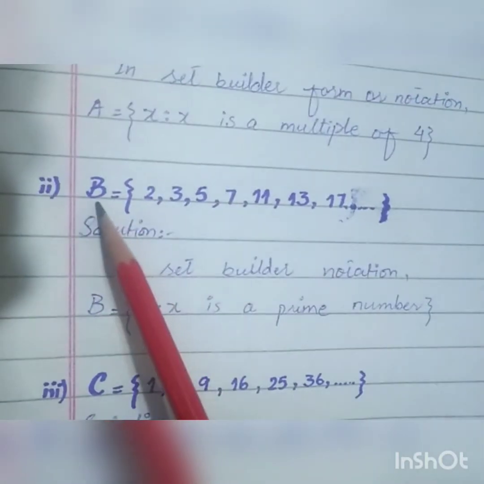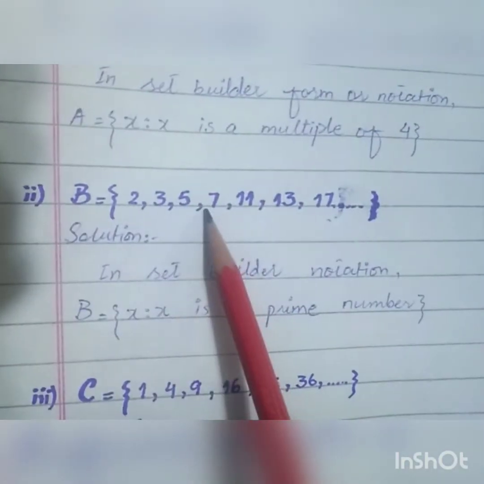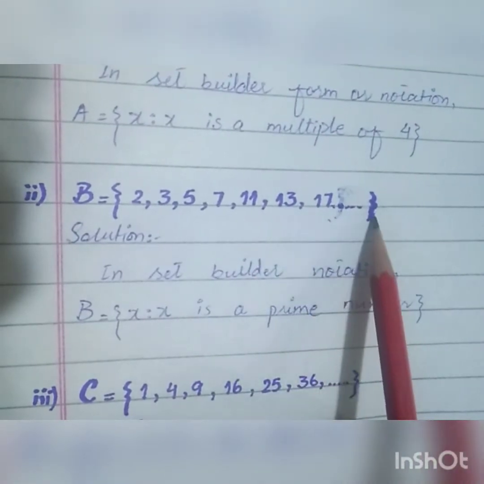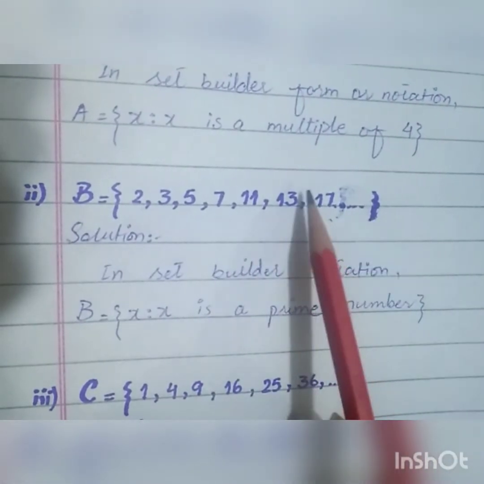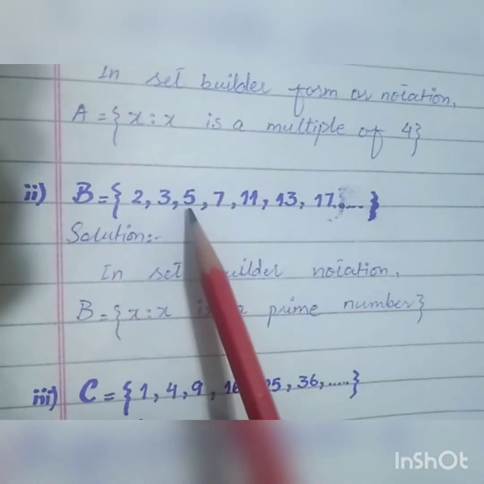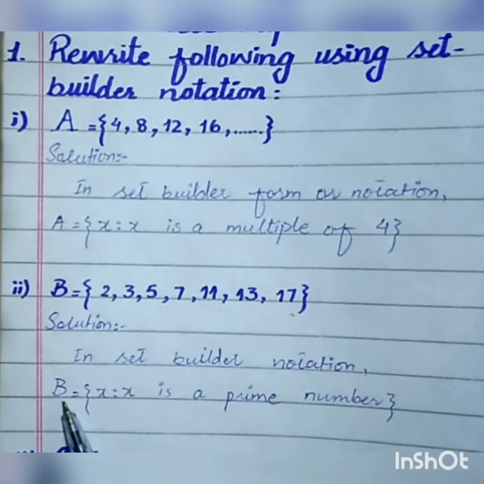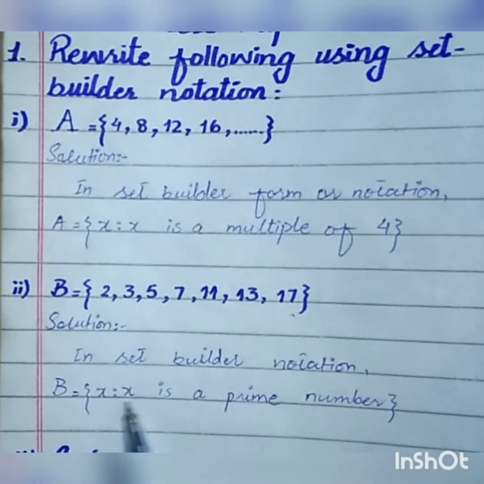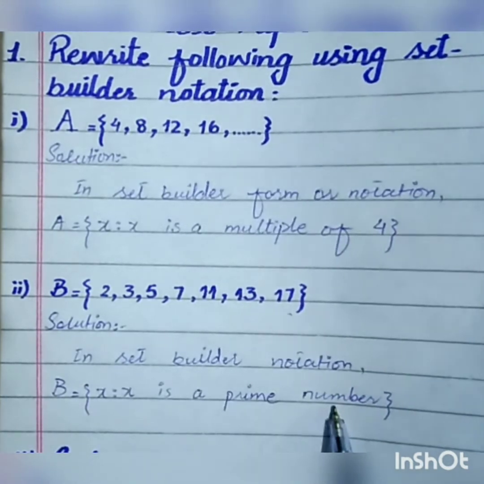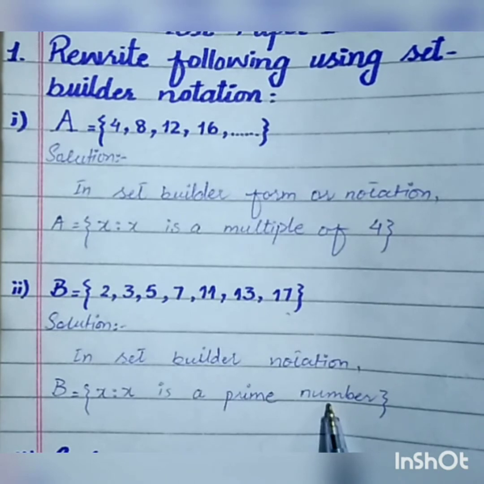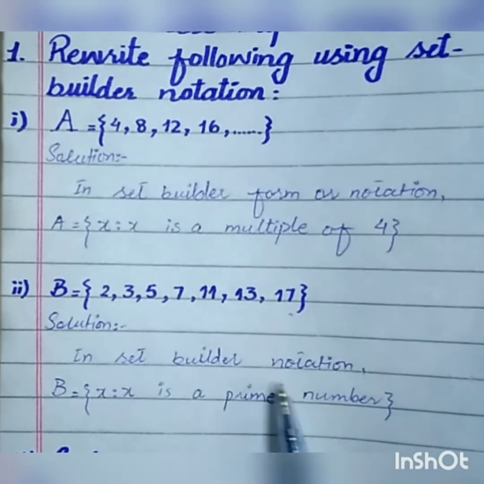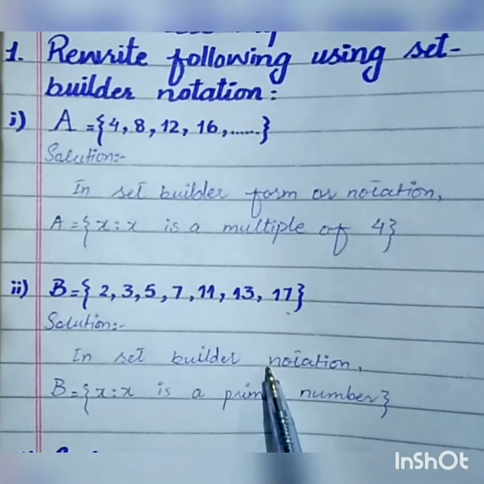Part number 2 is B is equal to the set 2, 3, 5, 7, 11, 13, 17 and so on. You can see that these numbers are prime numbers, and in order to write it in set builder notation, we will write it as B is equal to the set x such that x is a prime number. And we know that prime numbers are the numbers that have only two factors, 1 and themselves.